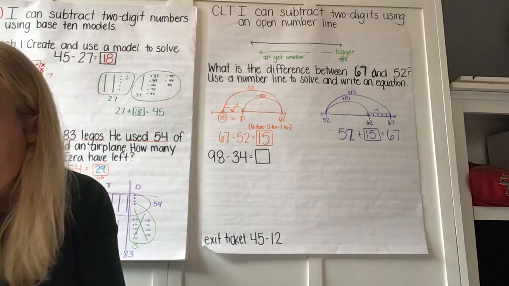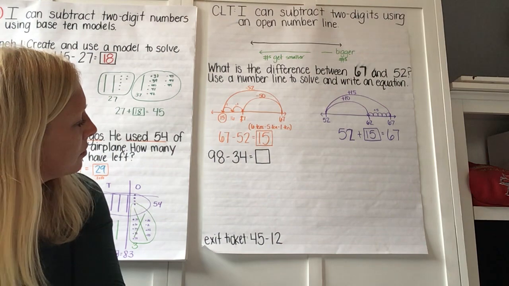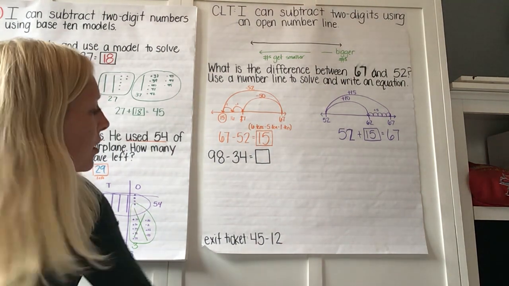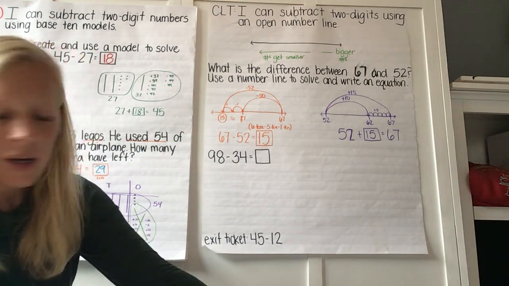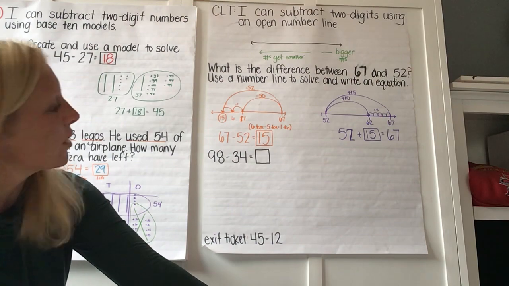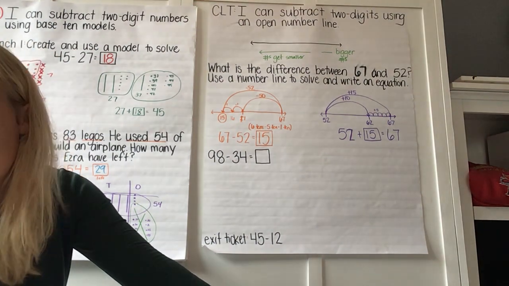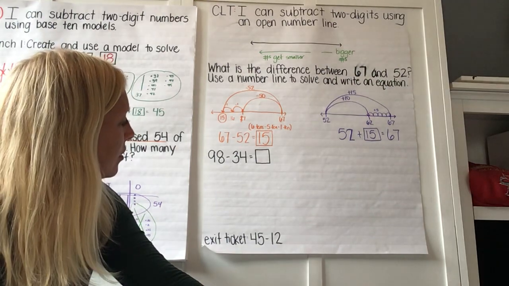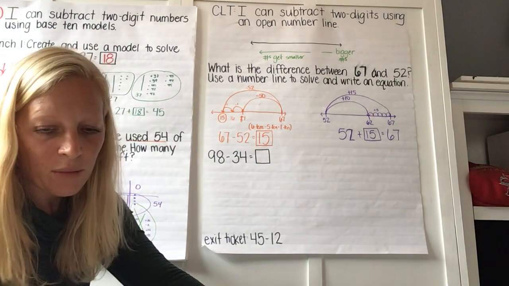Where did you start on your number line? Okay, so are you going to add or subtract if you start at 34? What are you going to land on? So where will your difference be? Where are you starting? What jumps are you making?